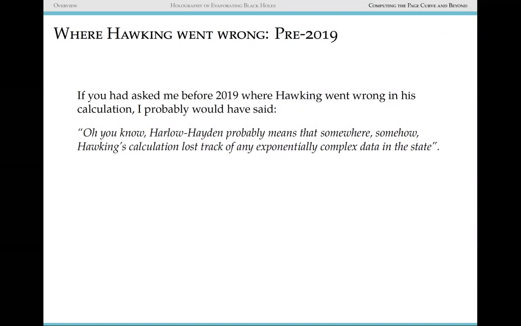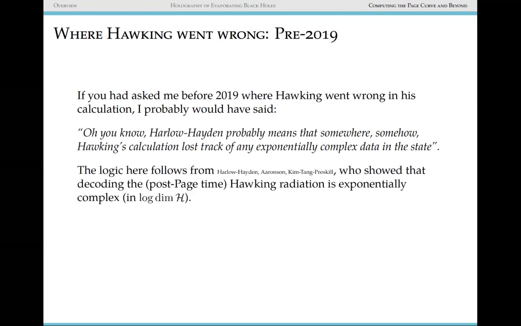So if you asked me before these new developments on quantum extremal surfaces where Hawking went wrong, and I'll explain what Harlow-Hayden means in a second, I would have said, oh, there's this calculation by Harlow-Hayden that probably means that somehow Hawking's calculation lost track of exponentially complex data in the state. When I say exponentially, I mean exponential in 1 over G-hbar. So what is the logic here, and what is this Harlow-Hayden calculation I'm quoting?